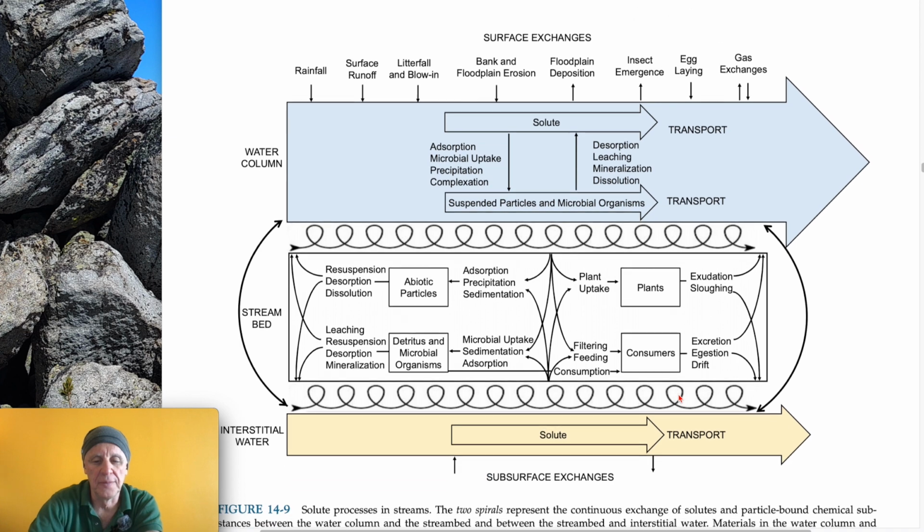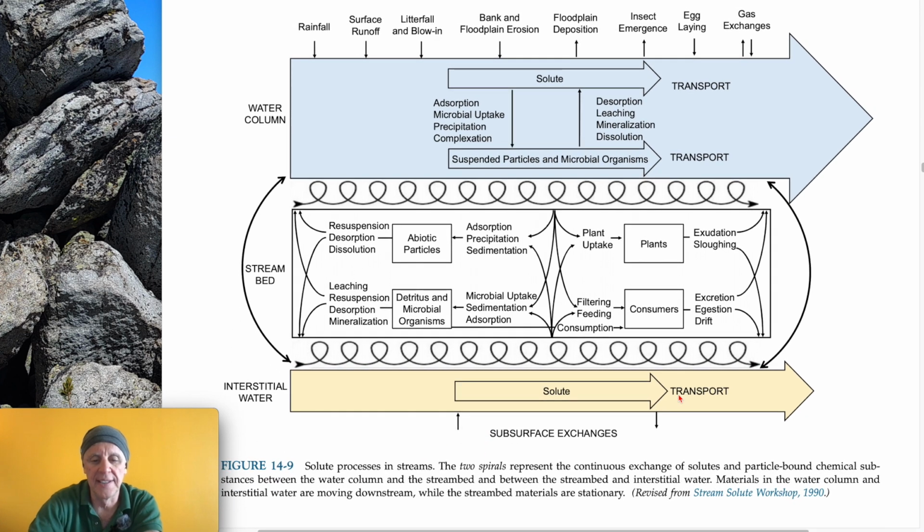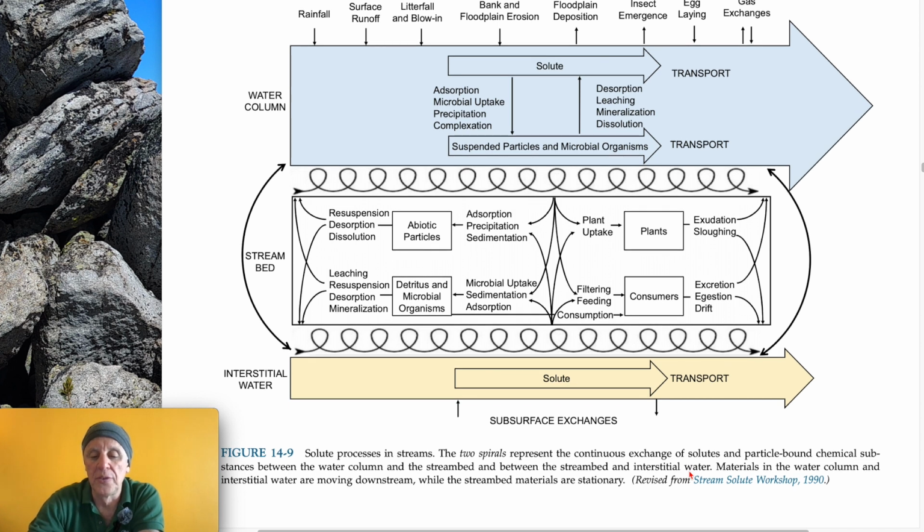Surface exchanges. So this is solute processes in lakes, in streams. The two spirals represent the continuous exchange. So this is spiral number 1, number 2. The continuous exchange of solutes and particle-bound chemical substances between the water column and the stream bed, and between the stream bed and interstitial water. Material in the water columns and interstitial water are moving downstream, while the stream bed material are stationary.